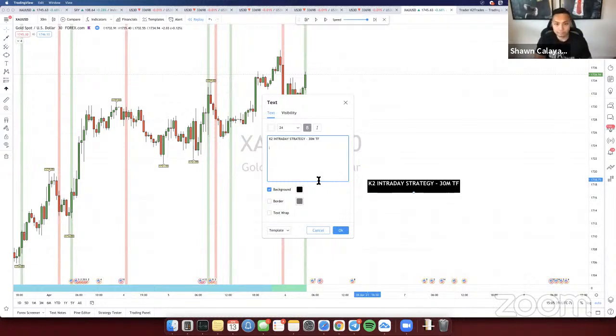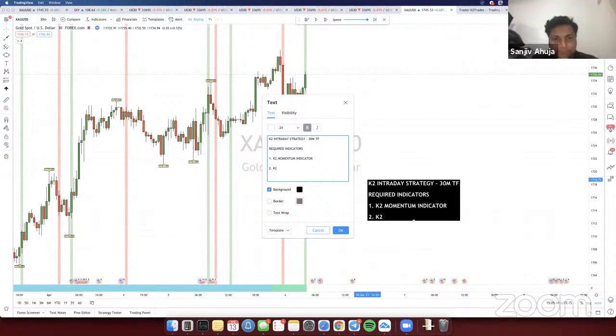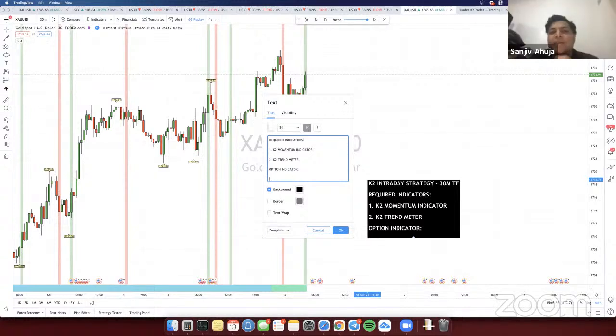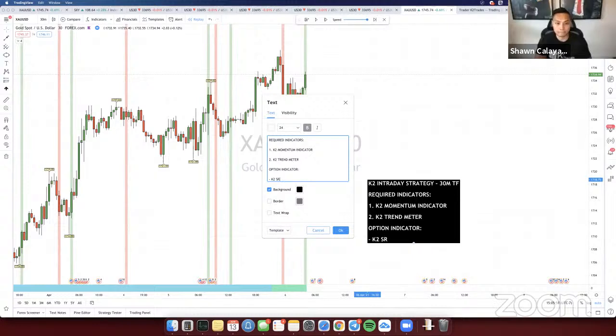For this strategy here, the required indicators are going to be the K2 momentum indicator. Second is going to be the K2 trend meter. And then that's it. The optional indicator is going to be the K2SR indicator. Yep. Now you have SR and SR2. Yes, and I'll show you how those both work too. Or K2SR2.